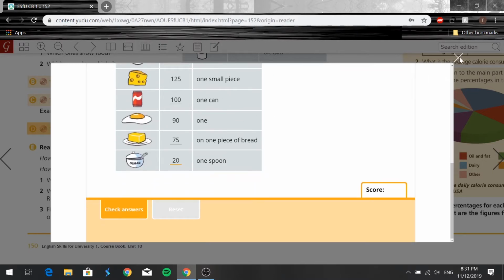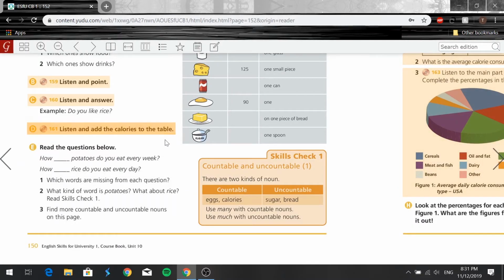Okay, now let's move on. Here we have exercise E. Read the questions below. Actually, before we do that, let's go to skills check 1. I'm pretty sure you guys are familiar with countable and uncountable nouns. We talked about this before, right? We have 2 kinds of nouns, countable and uncountable. Countable are the things that you can count. Uncountable are things that you simply cannot count. You can't count sugar. You cannot count bread. You cannot count money. You cannot count rice, okay?